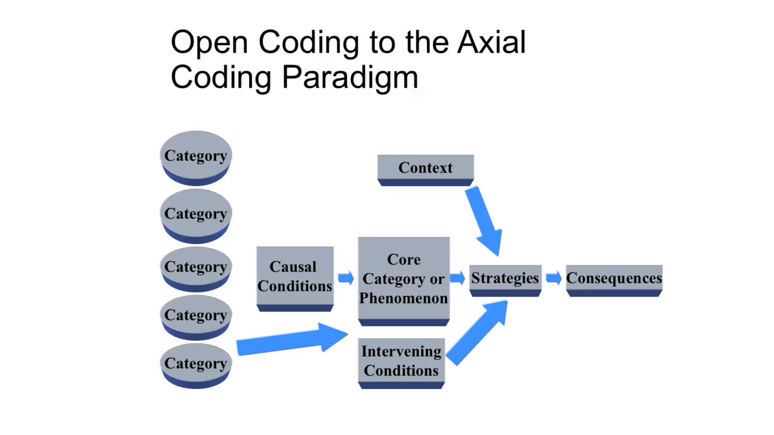So this is a layout of how open coding can feed into the axial coding paradigm. You have all your categories of open coding. You pick one of them that is a core category, and you look into how they all feed into each other. How do those other categories fit together to explain your phenomenon?